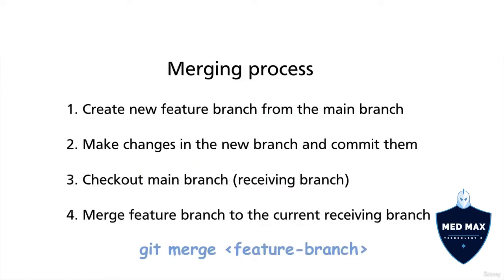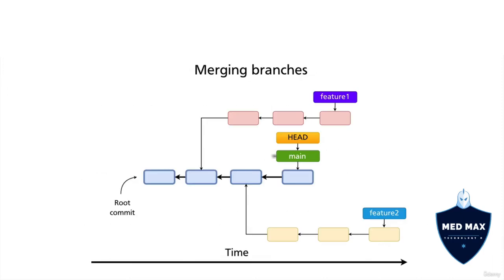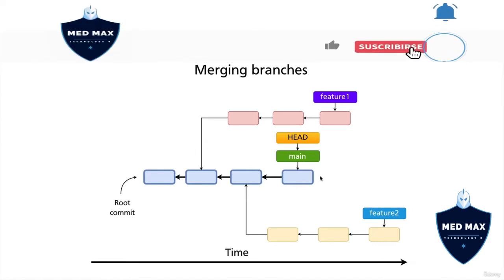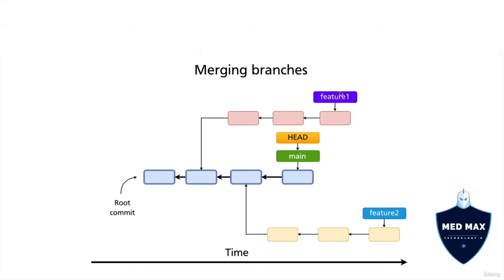So how does it work? Let me explain to you step by step merging process. First, you need to create new feature branch from the main branch. Next, you usually make some changes in the new branch and commit changes, and certainly you could create multiple commits in the new branch. Simultaneously, in the main branch here, other commits might be created as well. For example, after creation of the feature 1 branch, there were two additional commits here in the main branch. So, 3 commits here in the feature 1 branch and 2 additional commits here in the main branch. Here is difference between those two branches.